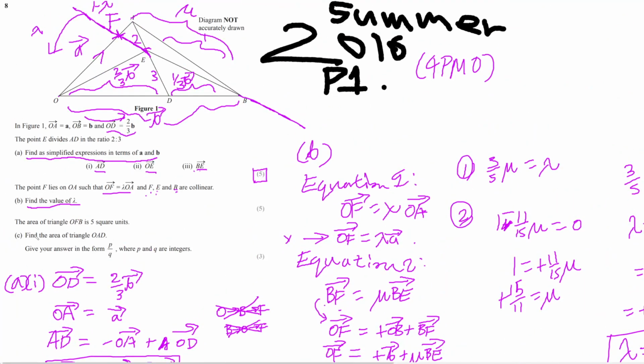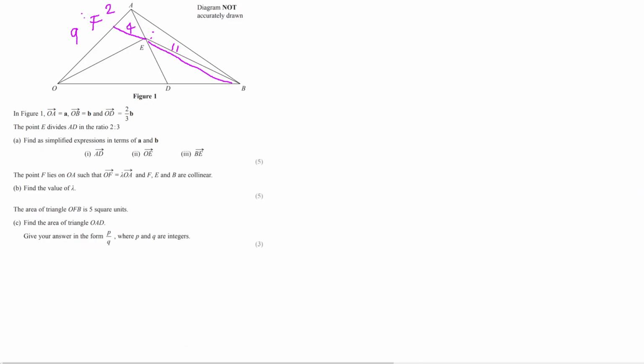The area of triangle OFB is 5 square units. Find the area of triangle OAD. Give your answer in the form P/Q, where P and Q are integers. Alright, so let me just clear the board. Okay, now we focus on part C. The area of triangle OFB is 5 square units. Find the area of triangle OAD. This is a fairly tough question. I'm going to have to think about it for a bit.